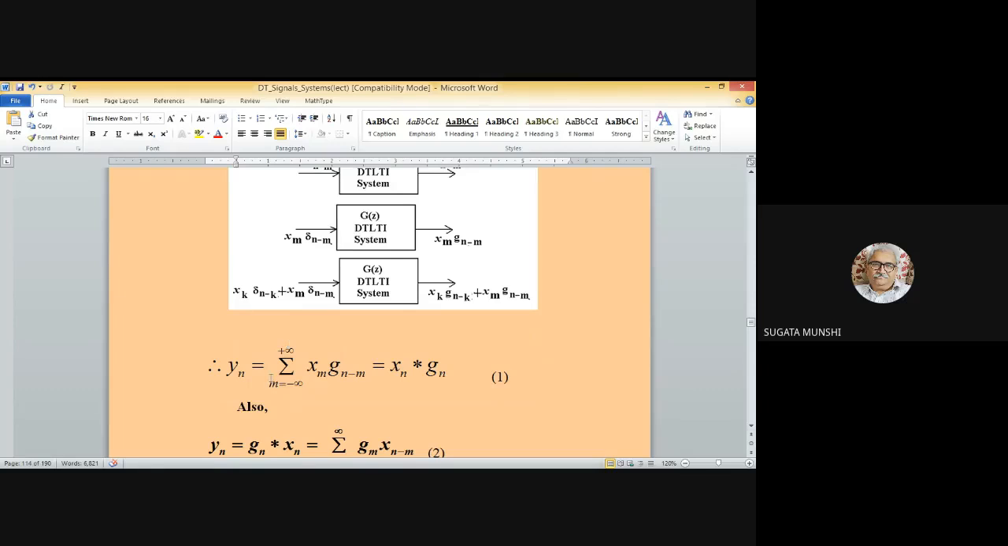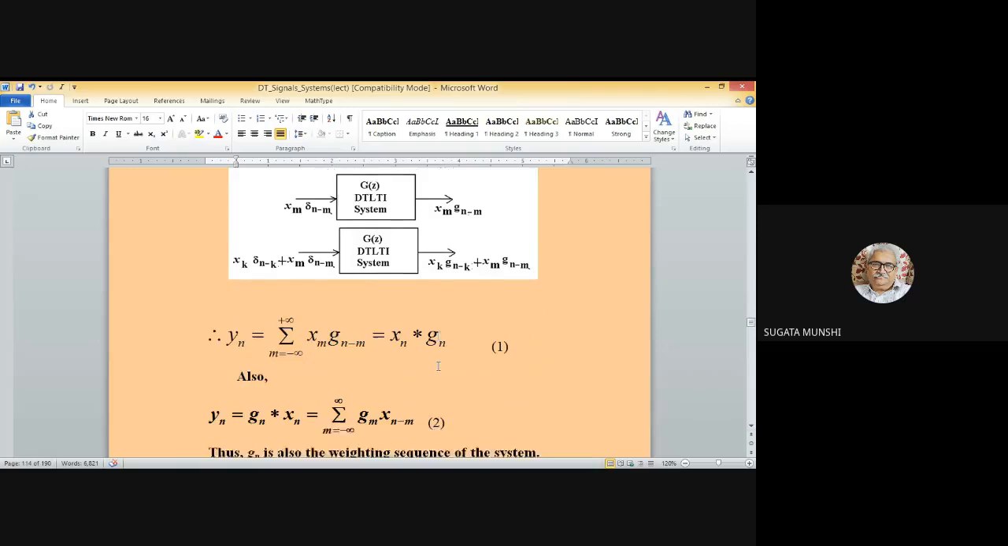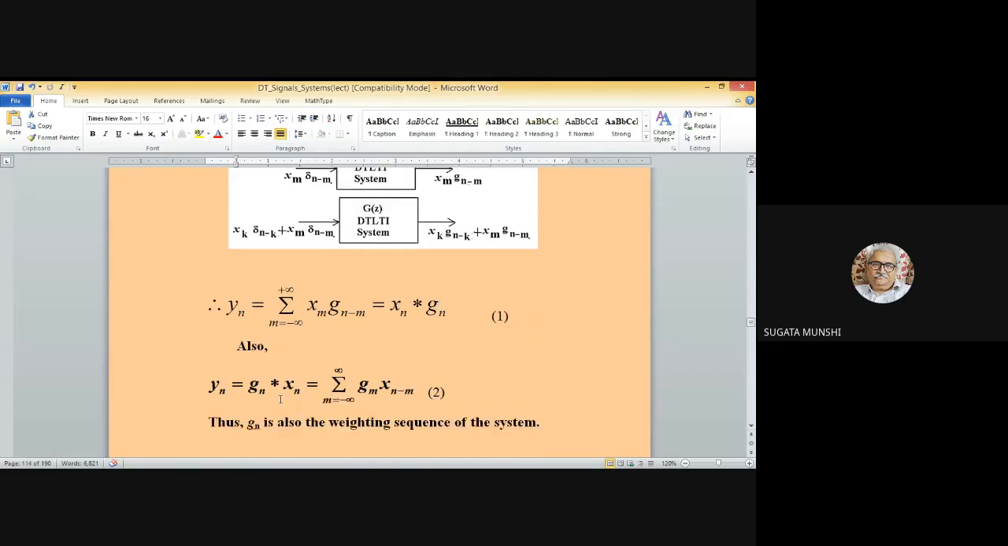That means y[n] will be a convolution of x[n] with g[n]. Also, y[n] will be a convolution of g[n] with x[n]. That means it can also be represented in this manner. So here in this summation, just see, it is a weighted sum of the different samples of x[n], isn't it? This is simply a weighted sum of different samples of the input sequence.